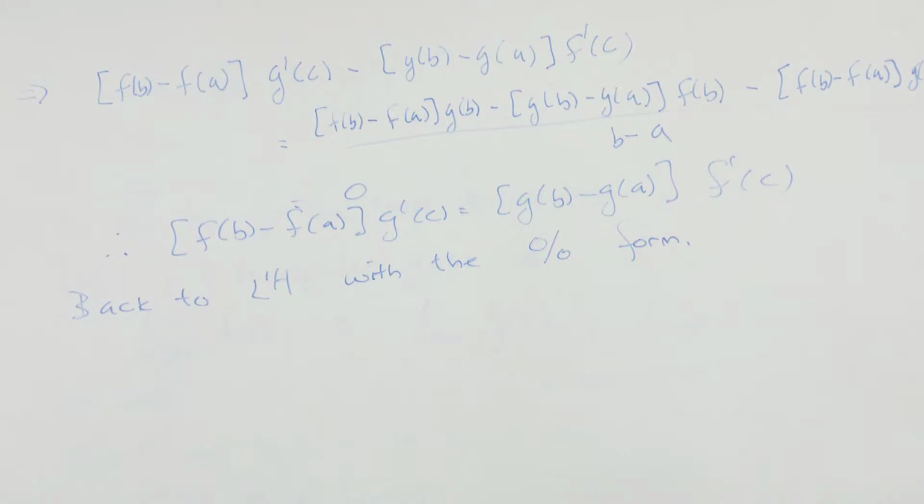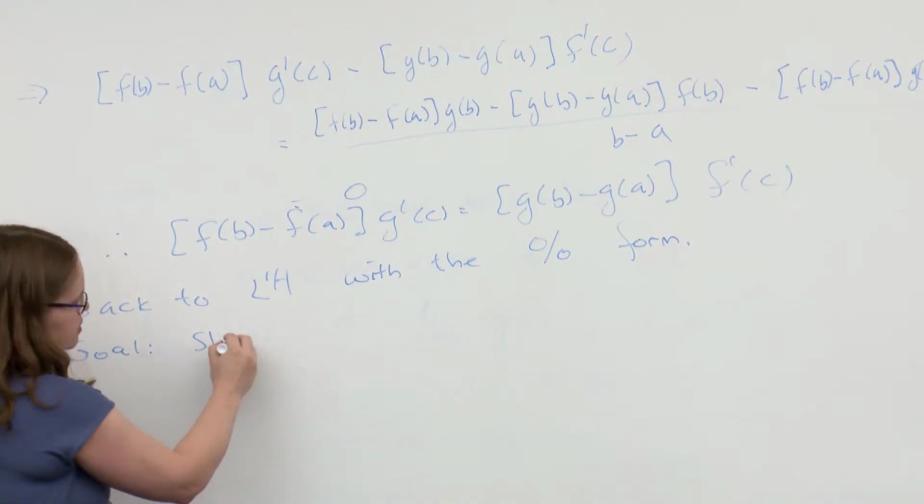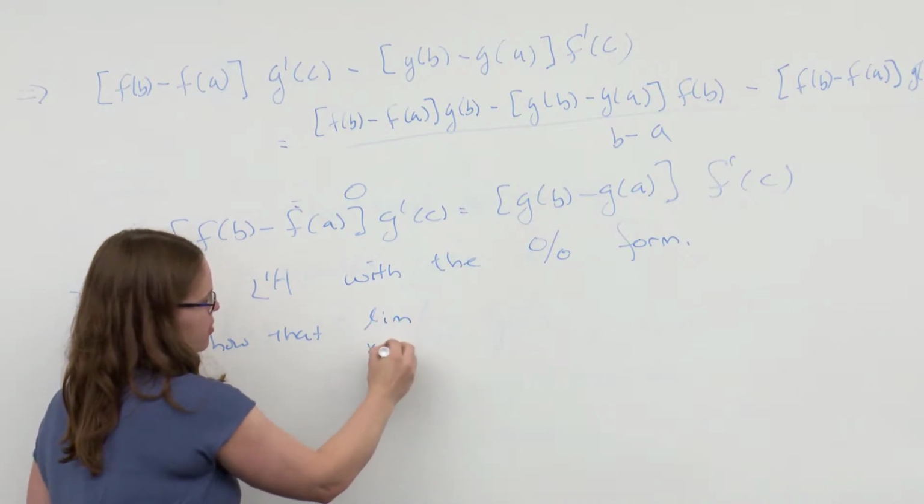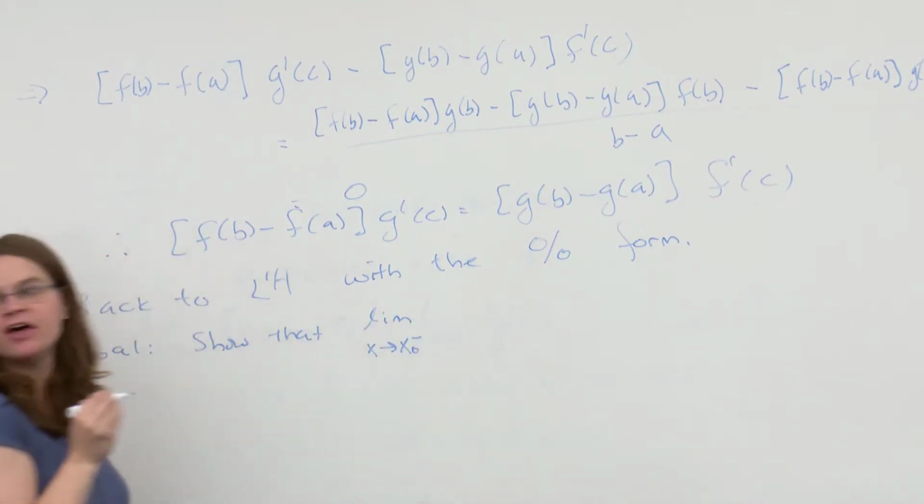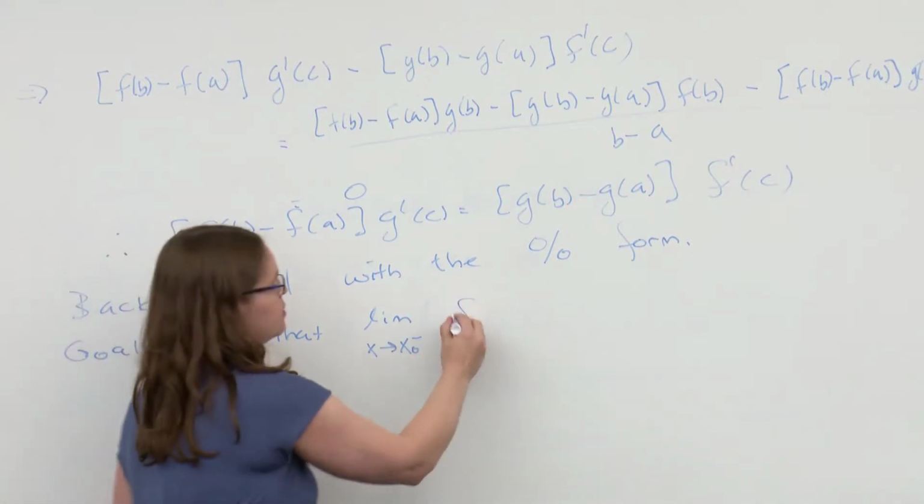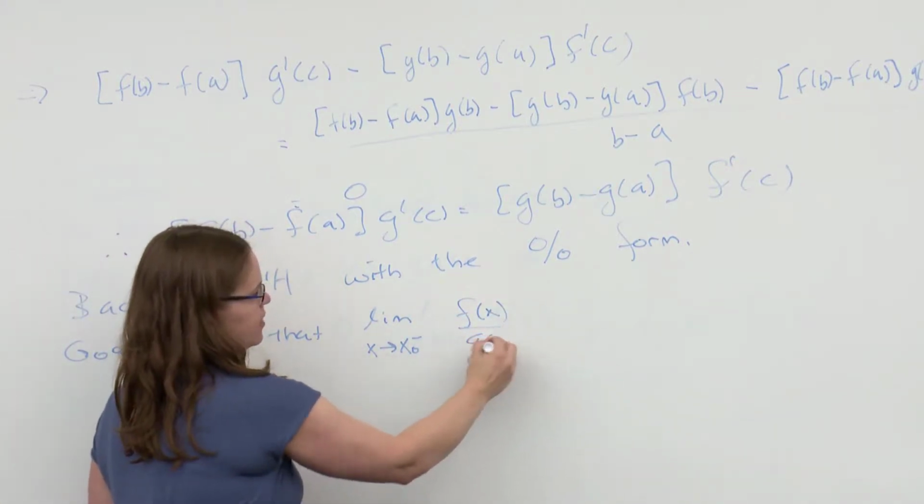And we have a goal. Our goal is to show something about the limit of f over g, that is equal to L. So it's good to always remember where we're trying to go with this. So our goal is to show that the limit as x goes to x naught, okay, we're just doing from the left right now, of f over g is equal to L.